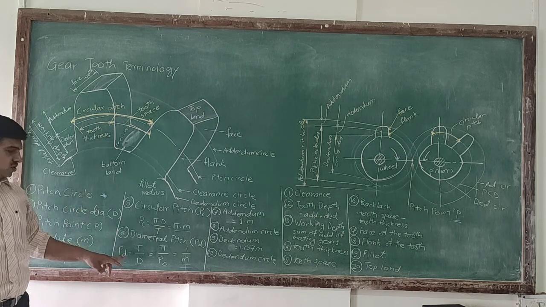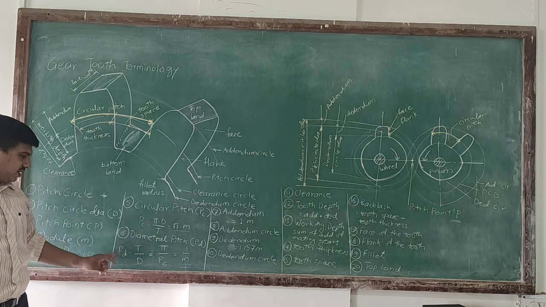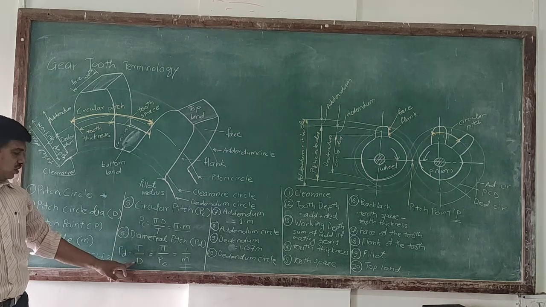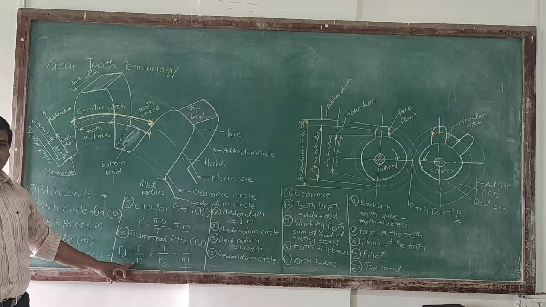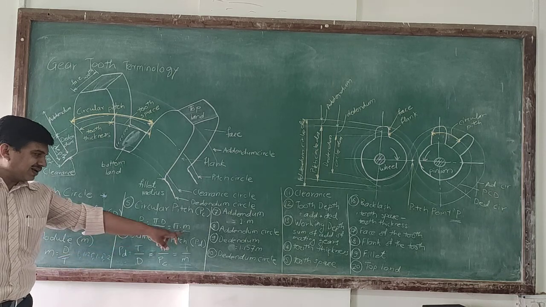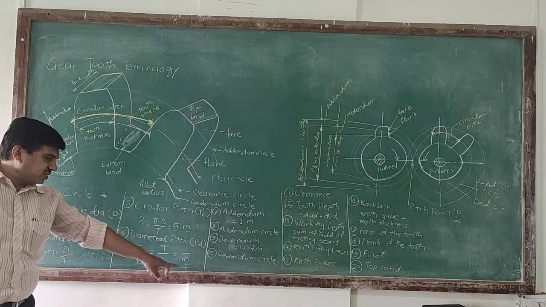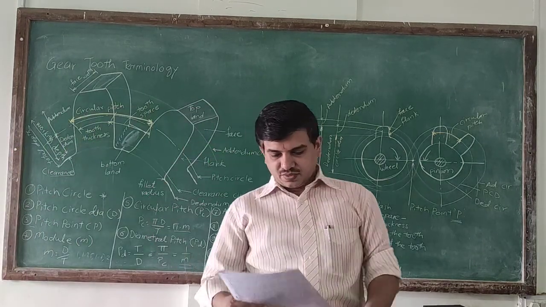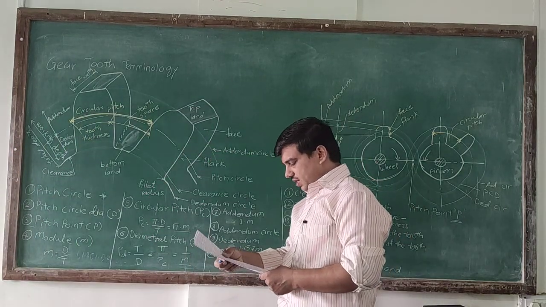Are you getting me? So diametral pitch is nothing but the number of teeth of a particular gear upon the pitch circle diameter. But when we want to calculate it in terms of module, then it is nothing but 1 upon module. Understood? Next is addendum.